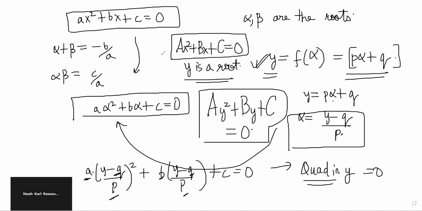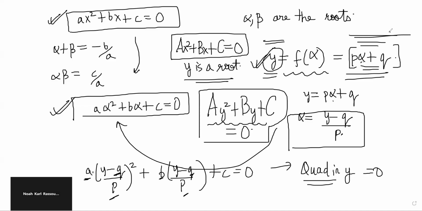We started off with one normal equation where alpha was a root, but now we have a new function of alpha. I need to make this thing a root. So I'm calling it a variable y is equal to this, and I'm finding out alpha in terms of y, and I'll put that in this. And then I will end up with an equation in y, and I can say that the new equation has y as a root. But y was equal to p alpha plus q, so you have converted the original equation into a new equation.